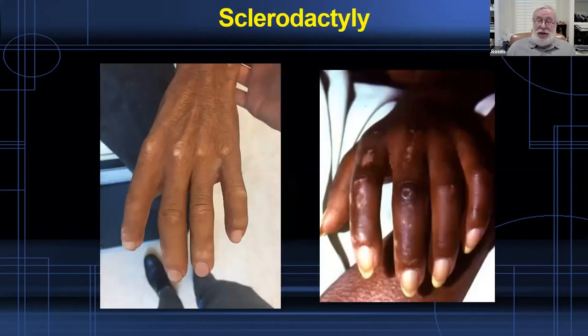And sclerodactyly, that hard, frozen, I can't bend my fingers look. Ischemic digital ulcers at the fingertips or on the dorsum of the fingers, particularly over bony prominences, the knuckles. So in skin of color, think about confetti-like pigmentation as an early manifestation, particularly on the chest. You can also see it on the back. Think about the frozen face look. Think about sclerodactyly. Those are manifestations of this disease.